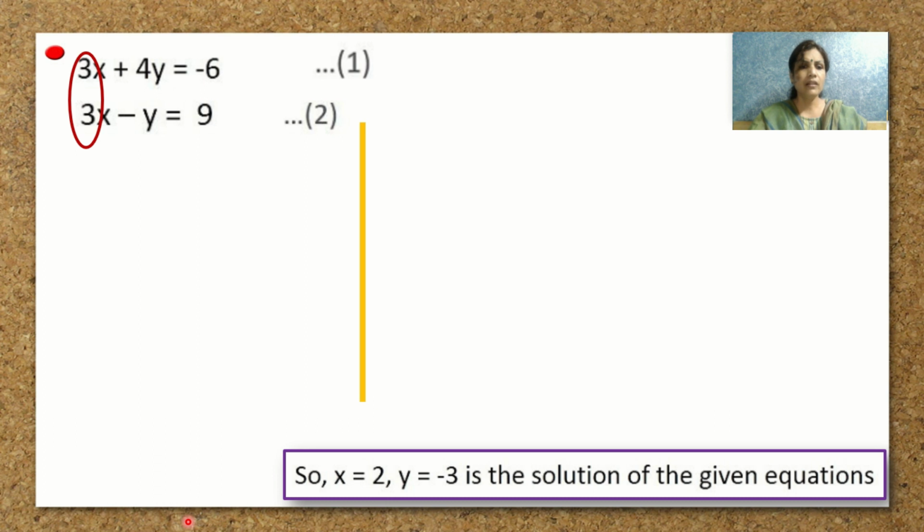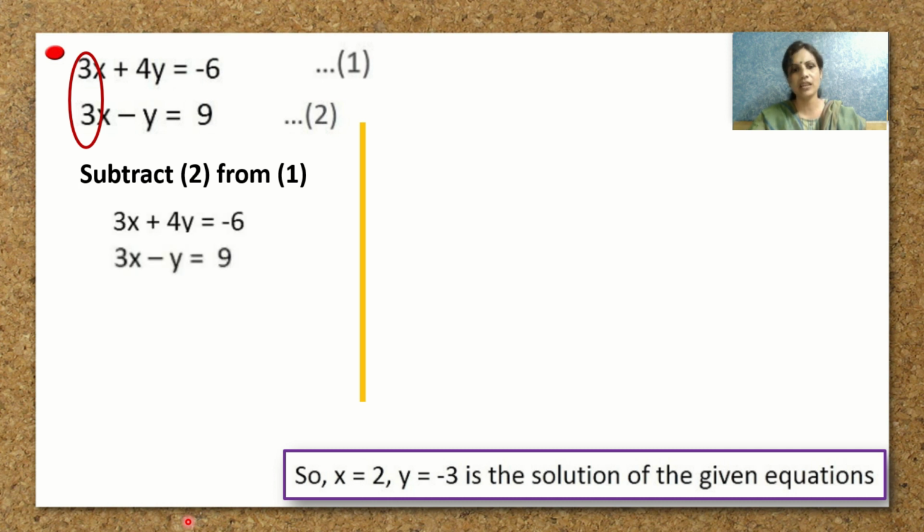So we will subtract equation 2 from 1. So first I will write equation 1. Below that I'll write equation 2. When the signs are similar and when you are subtracting, we have to change the sign of the second equation which you are writing. Our second equation is 3x minus y is equal to 9. So sign of x coefficient is plus, so we will make it minus. Here coefficient of y is minus 1, so we will make it plus. 9 has plus sign, we will make it minus.